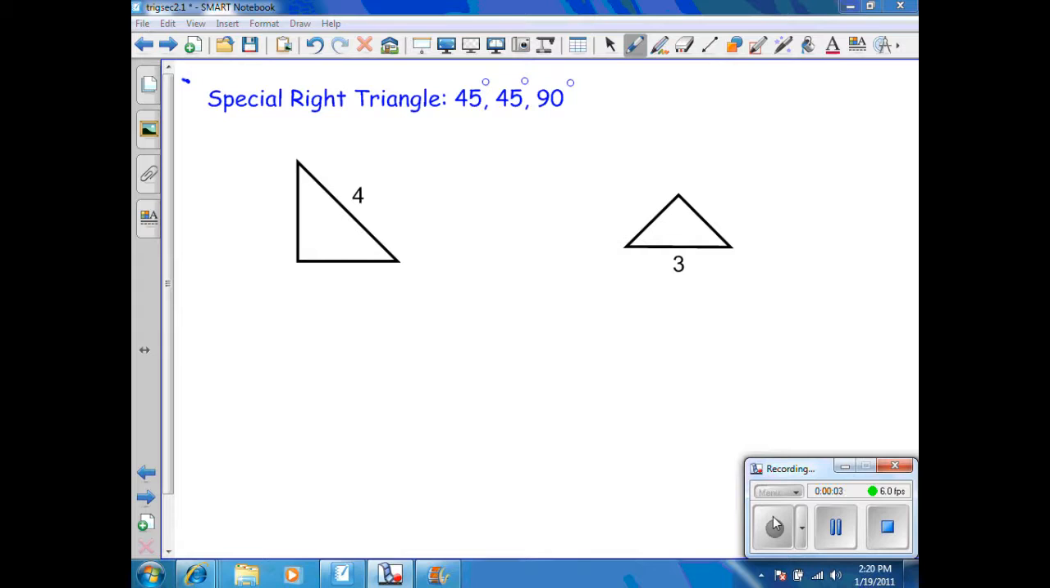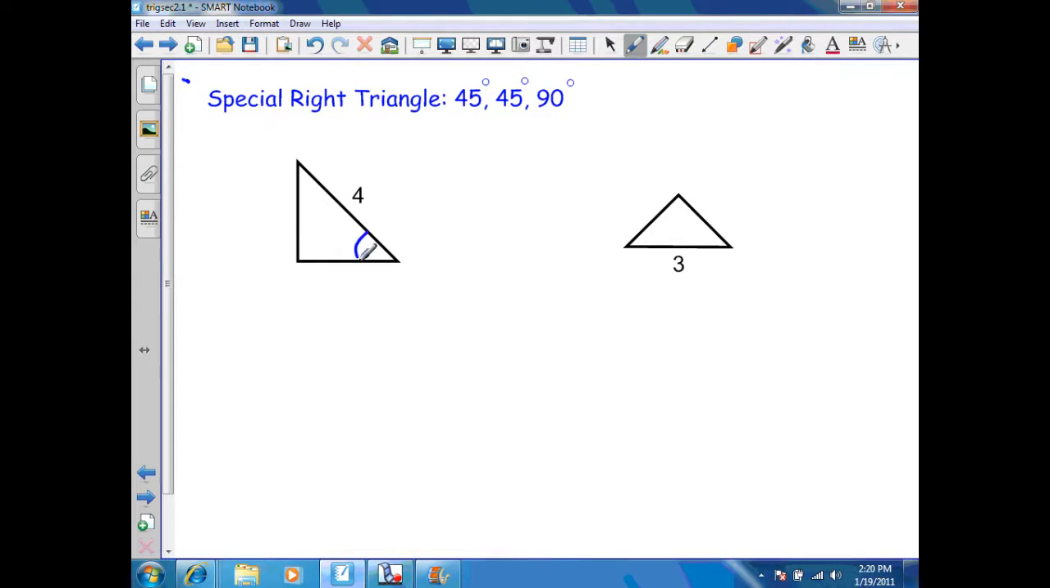Our next special right triangle is the 45, 45, 90 triangle. Let's identify the parts of this triangle. Again, this is a right triangle, so therefore I'm given a hypotenuse opposite my right angle. And knowing that this is a 45, 45 right triangle, then I know that these two acute angles are congruent. That makes this an isosceles right triangle, which makes my legs congruent.